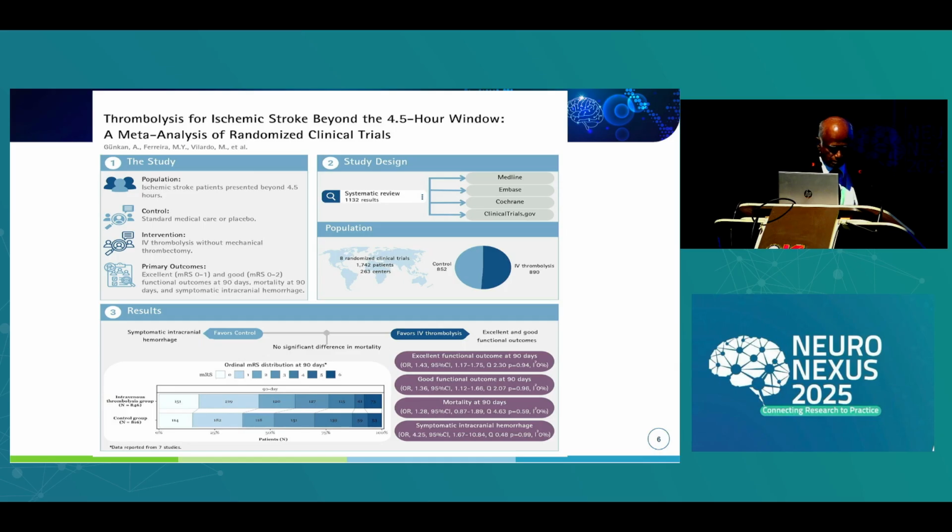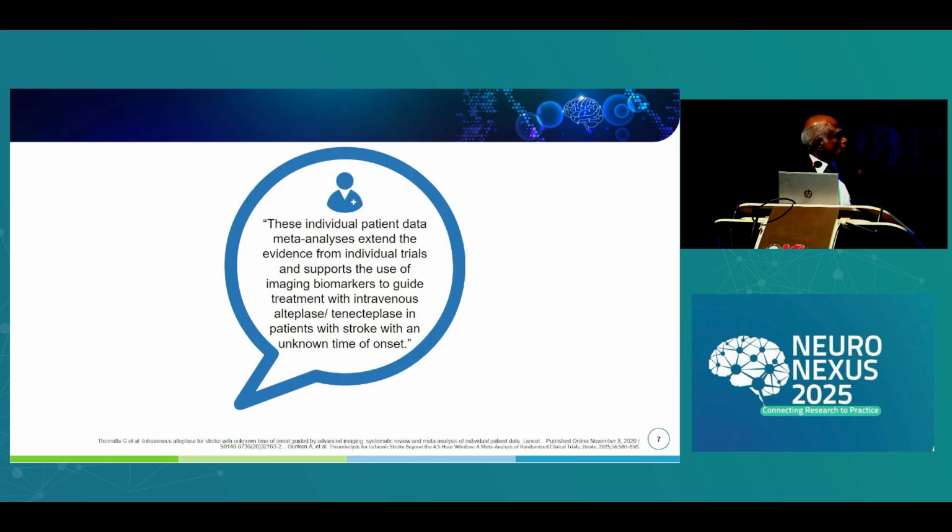of both. Now, having heard these 2 studies, our conclusion is that this individual patient data meta-analysis extends the evidence from individual trials and supports the use of imaging biomarkers to guide treatment with intravenous alteplase/tenecteplase in patients with stroke with an unknown time of onset.